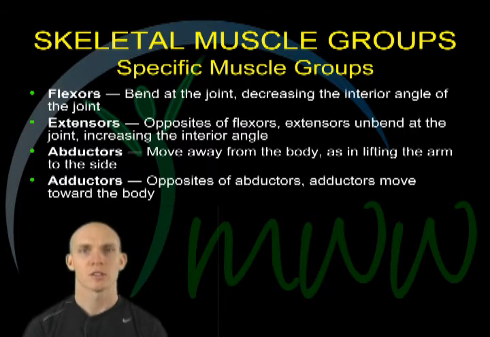Abductors. Abductors are the muscles that allow the limbs to move away from the body, as in lifting your arm to the side. Adductors. Adductors are the opposite of the abductors and allow you to move your limbs toward the body.